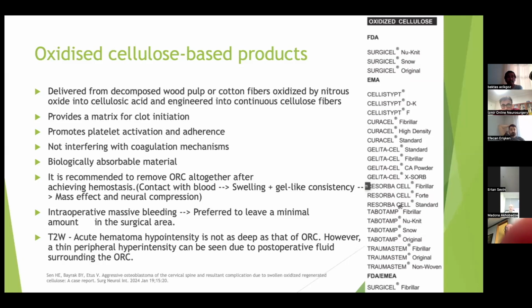Another thing about Surgicel: usually when we operate and apply a lot of Surgicel over the area, and the next day you look at a CT scan or an MRI scan and see some hematoma in the surgical cavity, you always get confused whether it is a hematoma or the Surgicel itself. So there are some techniques to differentiate between these two. In a T2 weighted image, the acute hematoma hypointensity is not as deep as that of Surgicel. It means that cellulose will appear more hypointense in a T2 weighted image. However, a thin peripheral hyperintensity can be seen due to a postoperative fluid collection surrounding the cellulose.